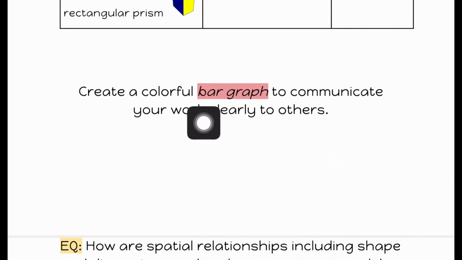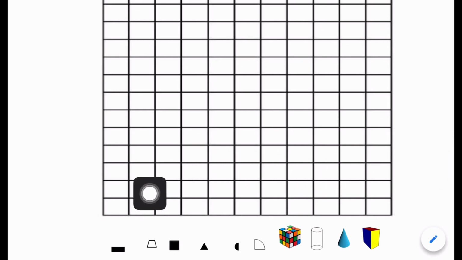Now here, create a colorful bar graph to communicate your work clearly to others. Oh, so you mean if I am using a graph, I am communicating clearly? Do you think? Yes, that is correct. So, when you are making a bar graph, you're actually communicating clearly. So, in your bar graph, you can put numbers here: 1, 2, 3, 4, 5, 6, 7, 8, 9, 10, 11, 12, 13, 14.